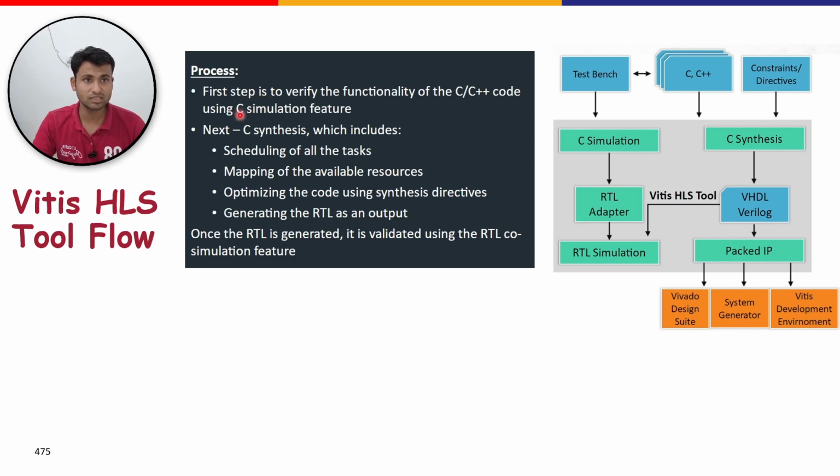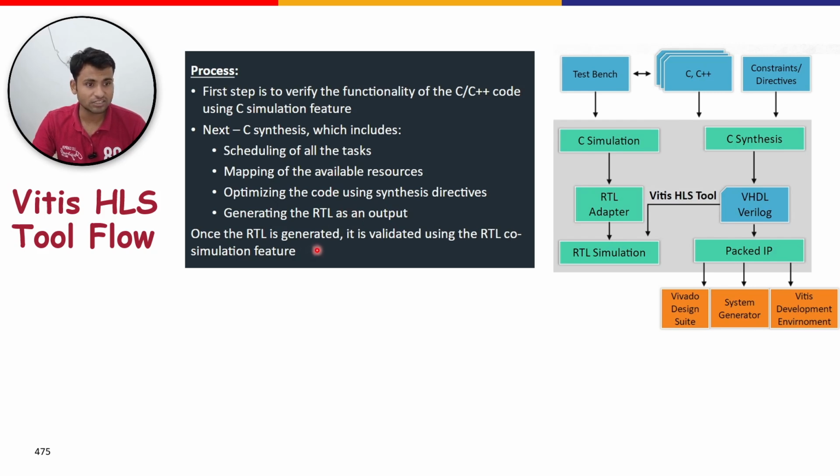This can be done using the C simulation. As we have already discussed, C simulation is much faster than the RTL simulation. Once the functionality is verified, then the C synthesis can be done. The HLS tool performs the C synthesis, which includes scheduling of all the tasks, mapping of the available resources, optimizing the code using synthesis directives, and generating the RTL as an output.